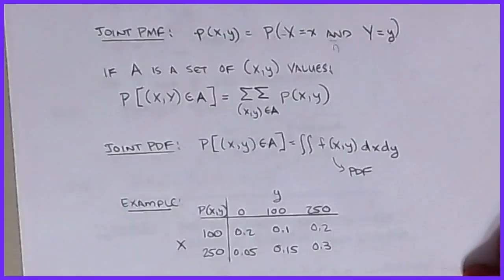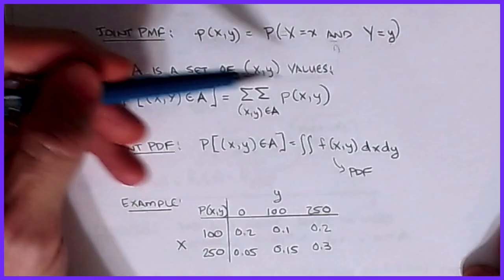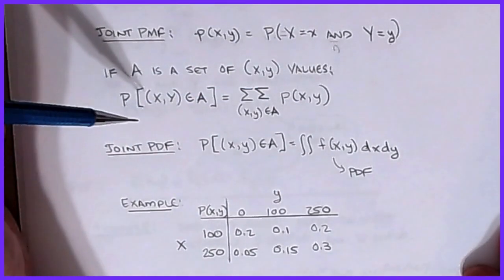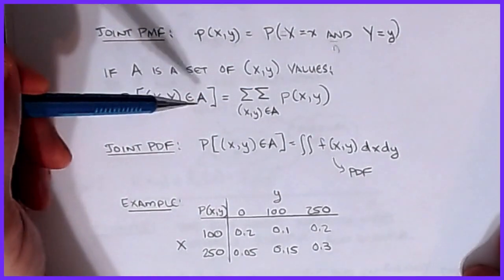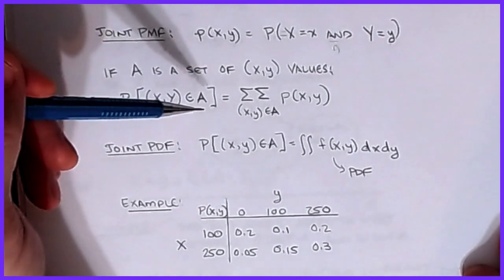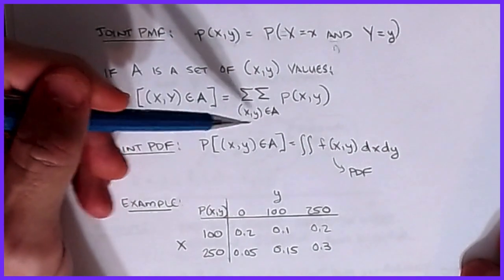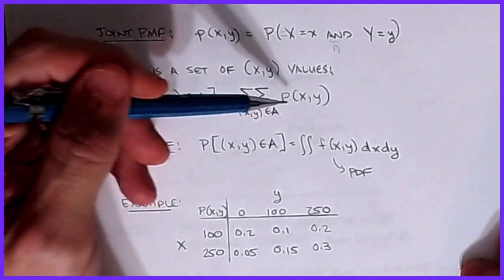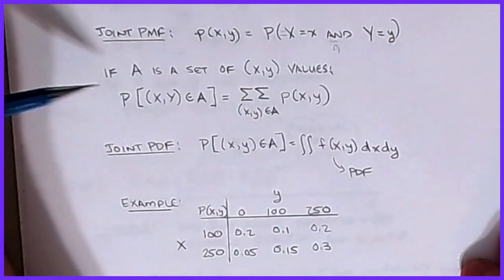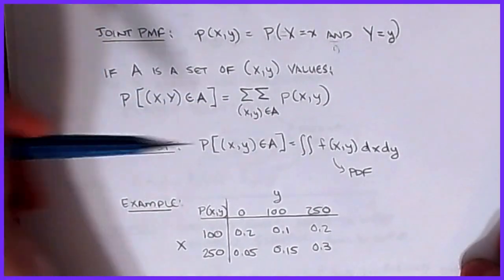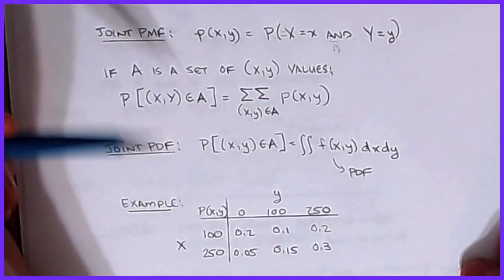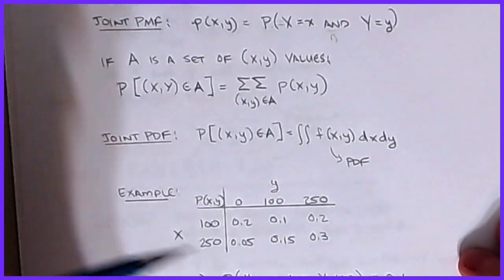If A is a set of x and y pair values, then the probability that x and y is in the set A is going to be the sum, over all the x's and y's in A, of their probability. Now that's a whole lot of mathematics terms, and I know you're looking at that going, huh? So let's break this down into an example and try to explain it.